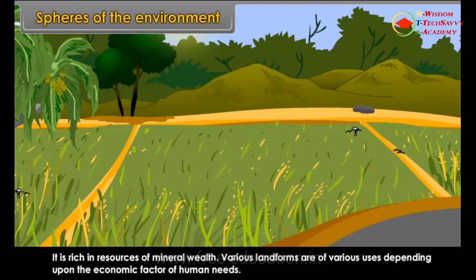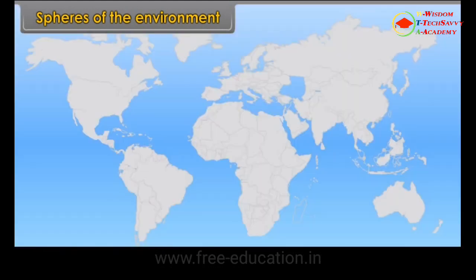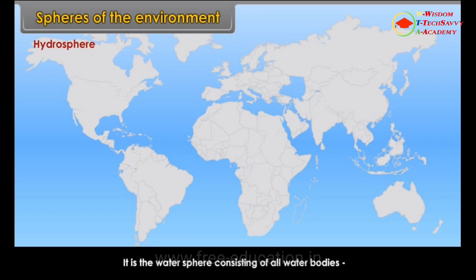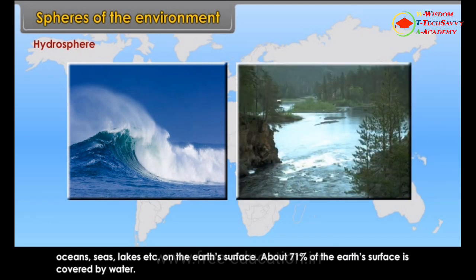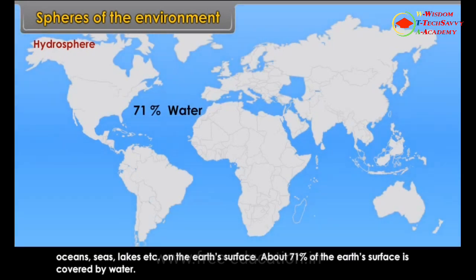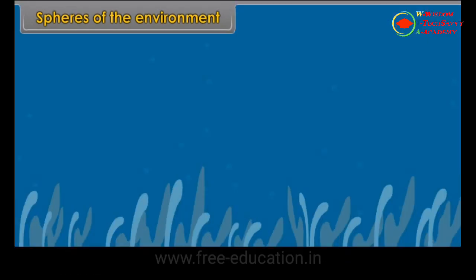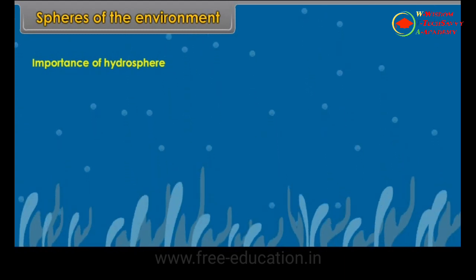Hydrosphere. It is the water sphere consisting of all water bodies, oceans, seas, lakes, etc. on the Earth's surface. About 71% of the Earth's surface is covered by water. Importance of hydrosphere. Water bodies help in marine activities. They provide us enough food.